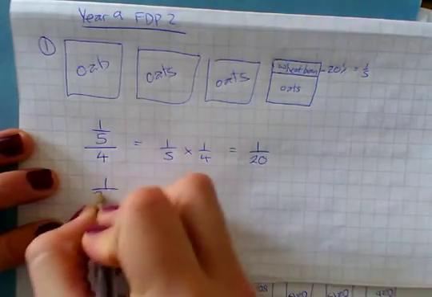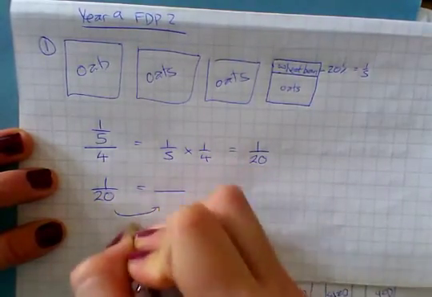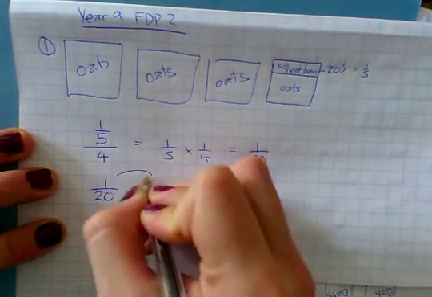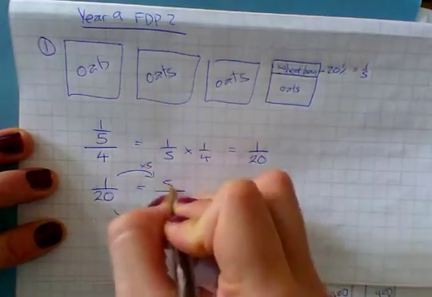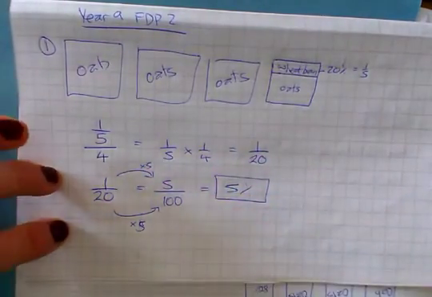So 1/20, the easiest way is to get your denominator to equal 100 by timesing by 5, times the numerator by 5, and you would get 5/100, which is equal to 5%.